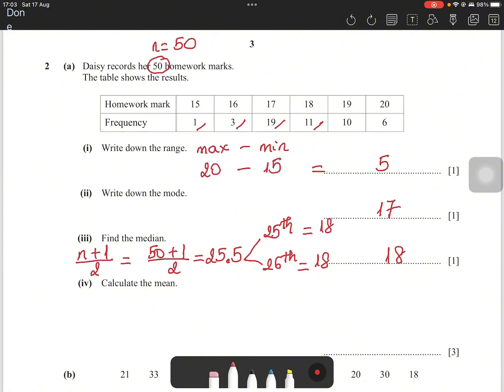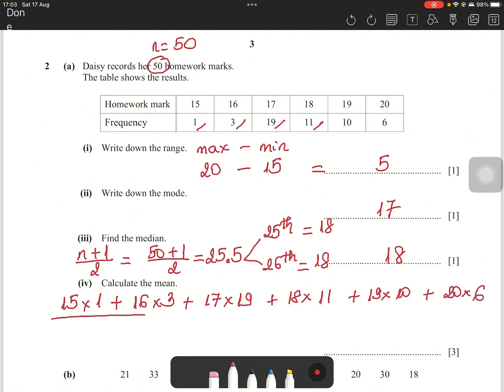The fourth question, calculate the mean. To find the mean, we just multiply the homework mark and the corresponding frequency. 15 times 1, 16 times 3, 17 times 19, 18 times 11, 19 times 10, and 20 times 6. Finally, we divide this by the n. N is 50. So the answer for this is 17.88.